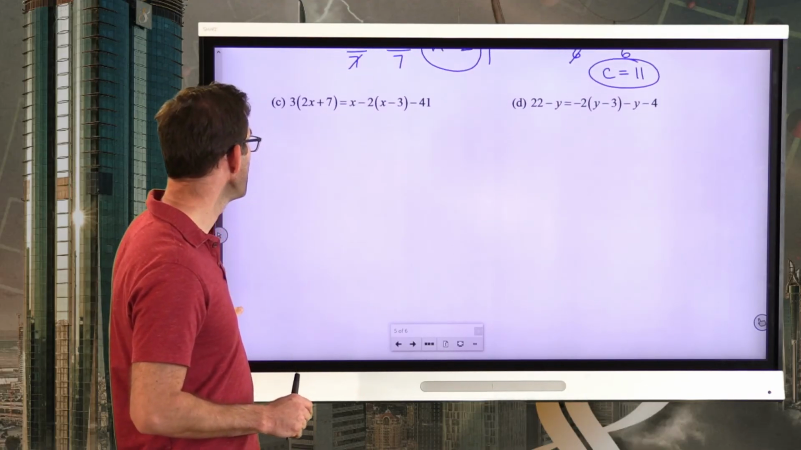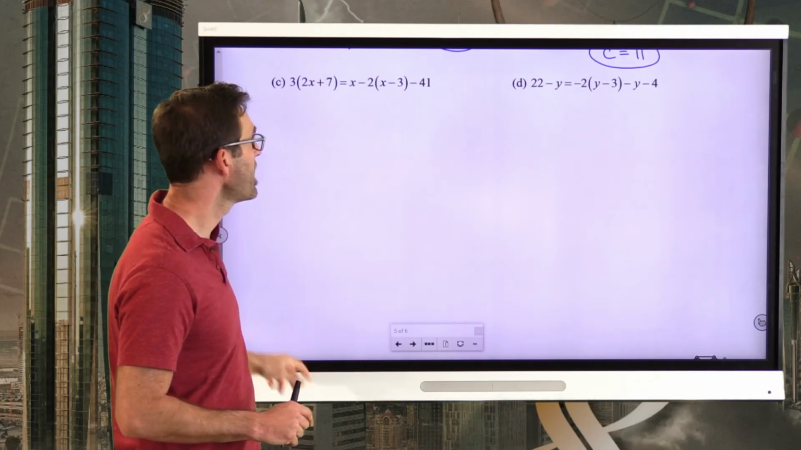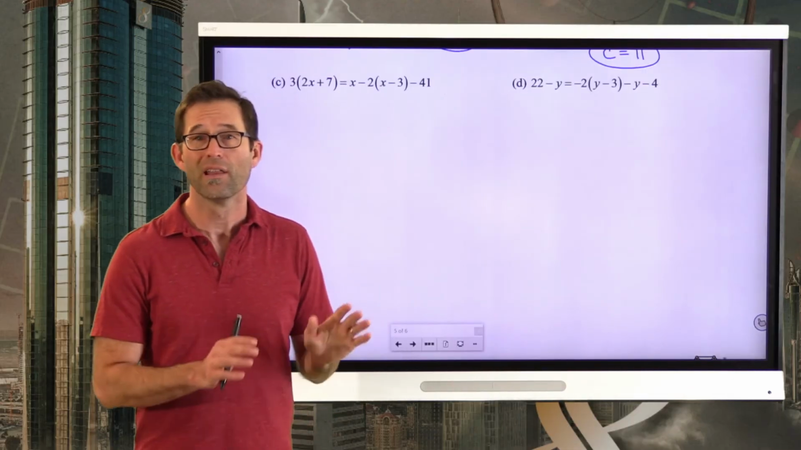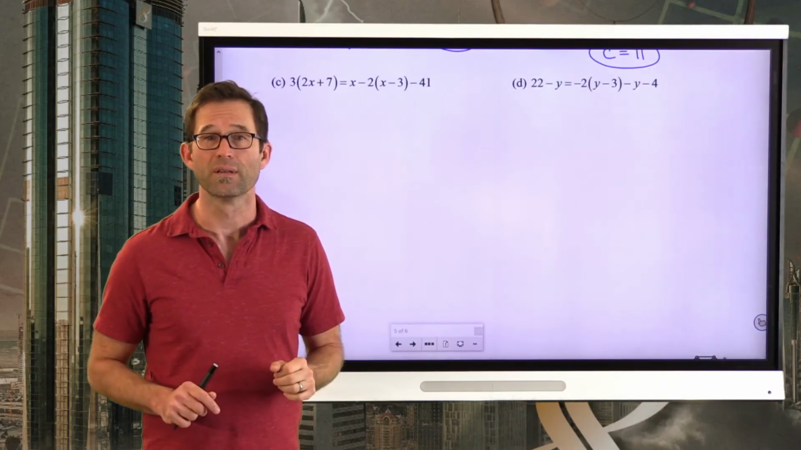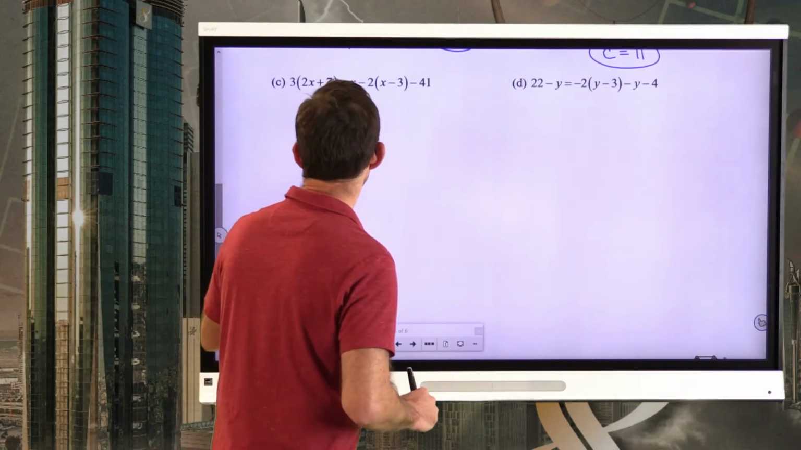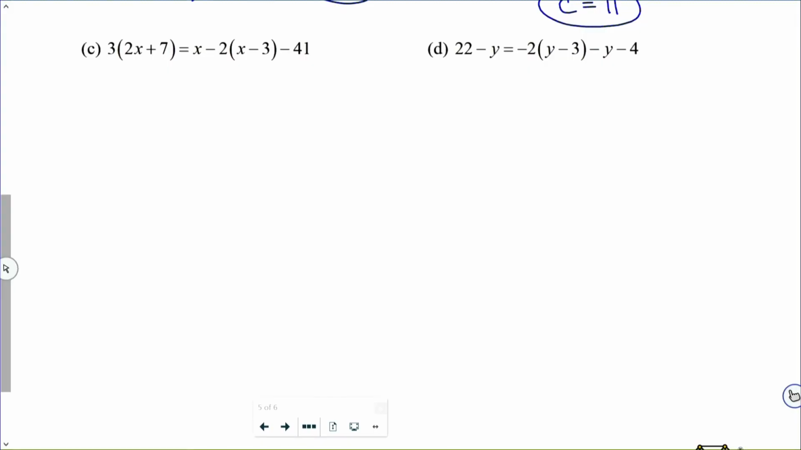All right, let's take a look at letter C together and then have you work on letter D on your own. Letter C all by itself is a beast, and so is letter D. Let's do letter C together. All right, in letter C, the first thing I'm going to do on the left-hand side is I'm going to multiply through by 3. 3 times 2x is 6x, and 3 times 7 is plus 21, just the distributive property there.